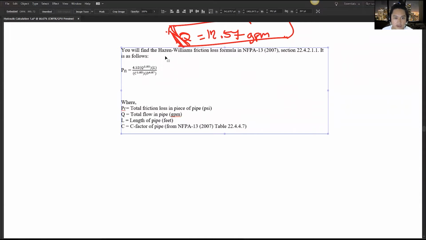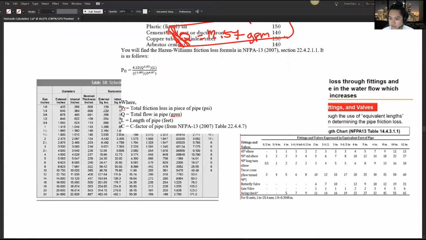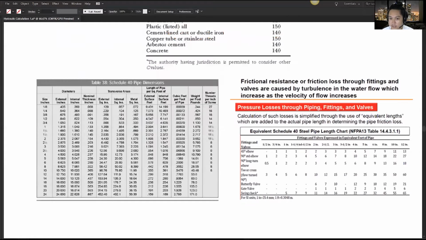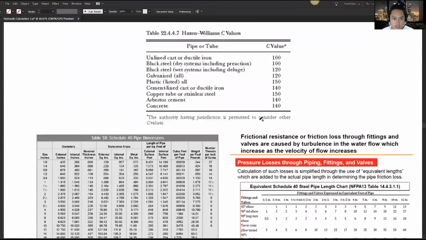So you'll find the Hazen-Williams loss. This is the formula, and PF is the total friction loss in a piece of pipe. That's in PSI. Q is the total flow in pipe. L is the length of pipe. This should be in feet. And C is the C factor of pipe, and we can find this from NFPA 13. I've got the table here as well. You need to have it, or at least you need to see it.